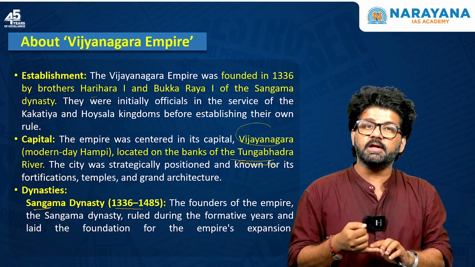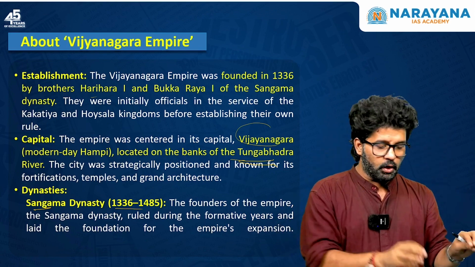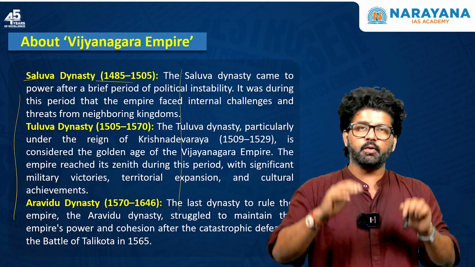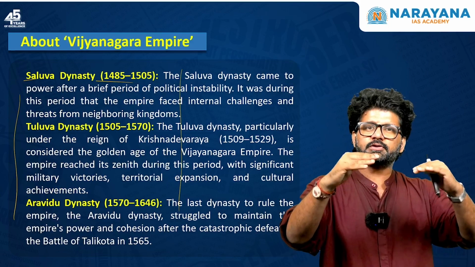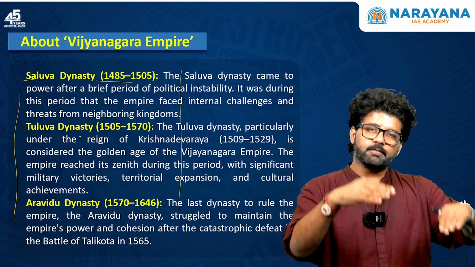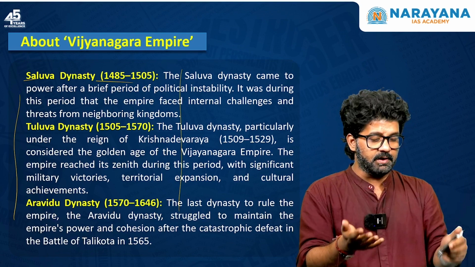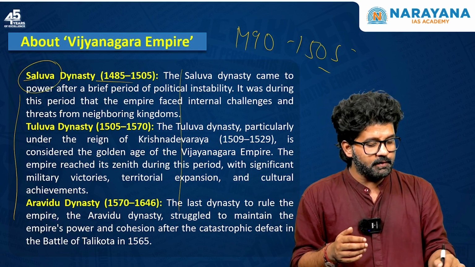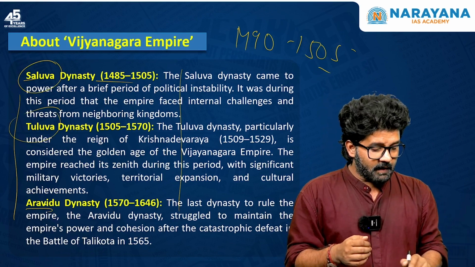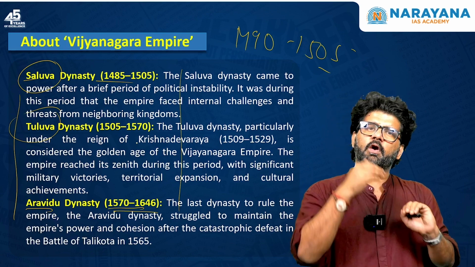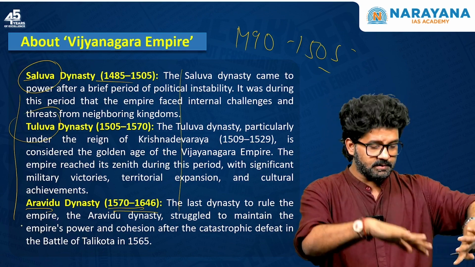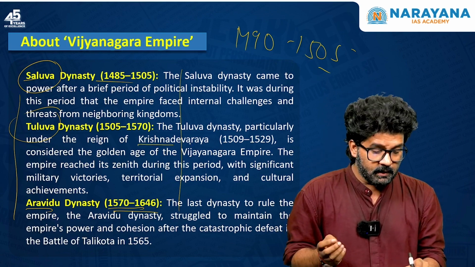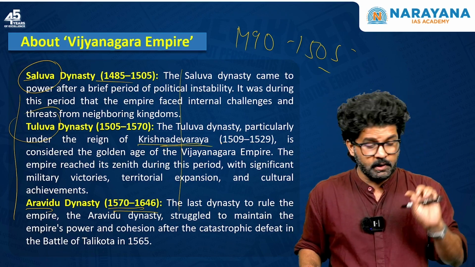Sangam Dynasty, 1336 to 1485. Harihar and Bukka belong to this particular dynasty. Saluva Dynasty, 1485 to 1505. From here onwards, you have to be a little wary and attentive, because it's not like till 1505 and then Tuluva started from there. There is an overlapping period during 1490 to 1505. In some areas, Saluva were ruling, in some areas, Tuluva were ruling. Same goes here. You are seeing the Araviru dynasty from 1570, but from the 1540s onwards, you will see the Araviru dynasty ruling in certain parts and the Tuluva dynasty ruling in other areas. The important point here: Krishnadev Roy belonged to the Tuluva dynasty. Pay attention and remember this particular point.